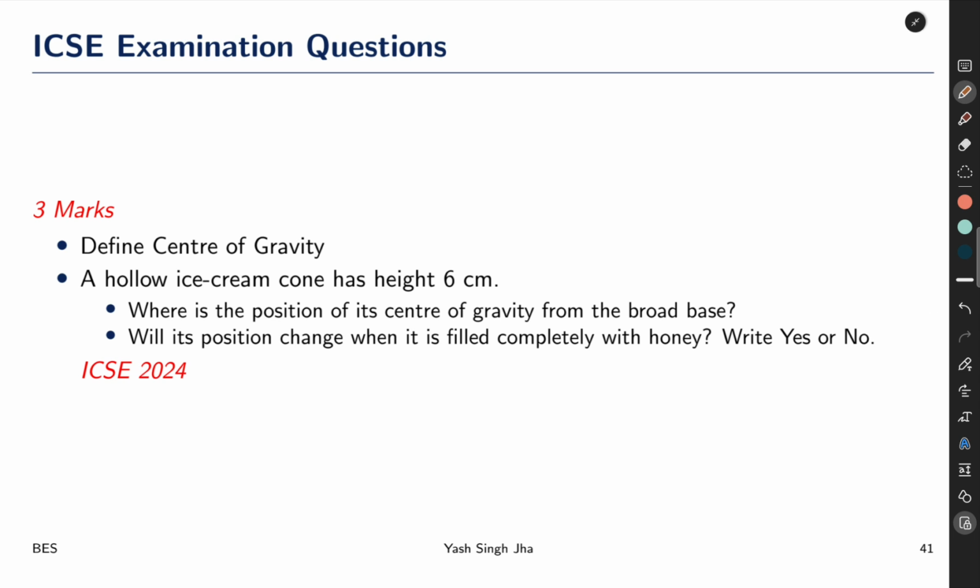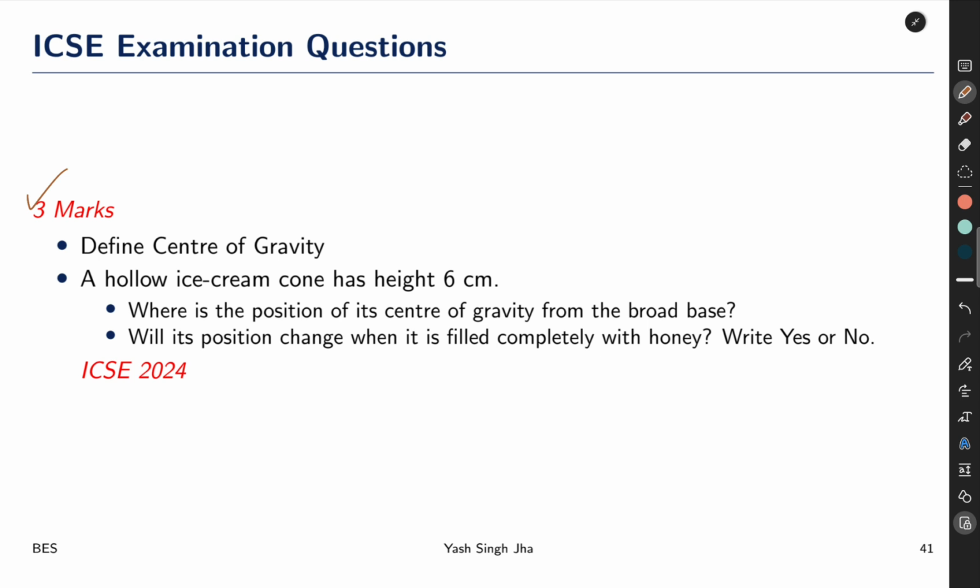Define center of gravity. A hollow ice cream cone has height 6 centimeters. Okay, let's first define the center of gravity. These two questions are for 3 marks. What is the center of gravity? Center of gravity is a point about which the entirety of the weight acts. It is a point about which we can assume the resultant of a force to act. That is the center of gravity.